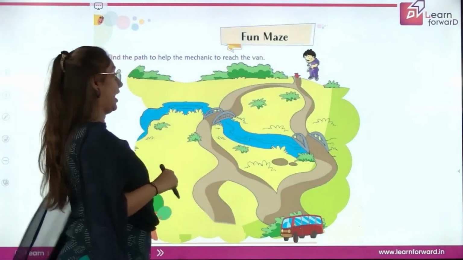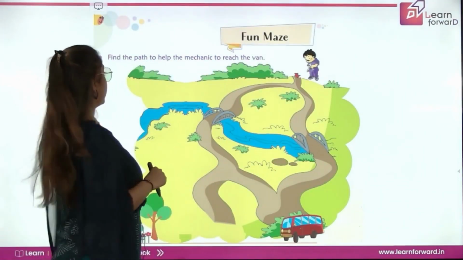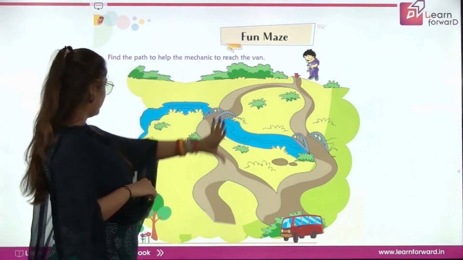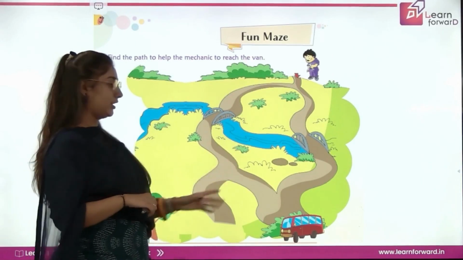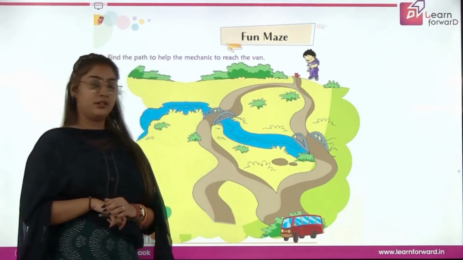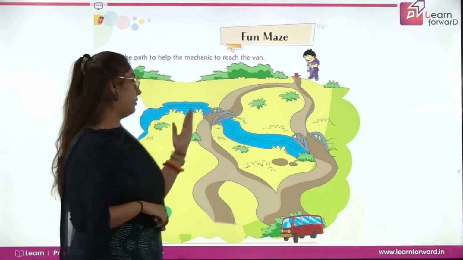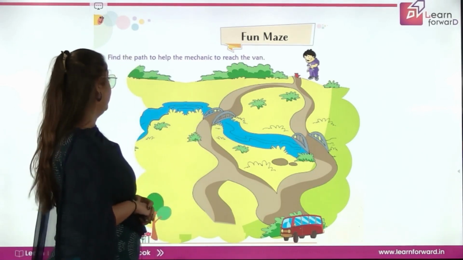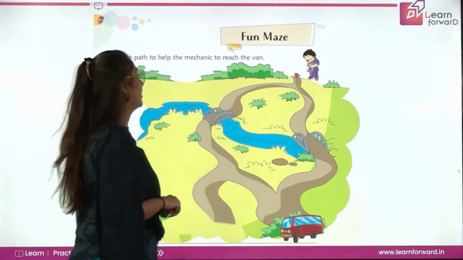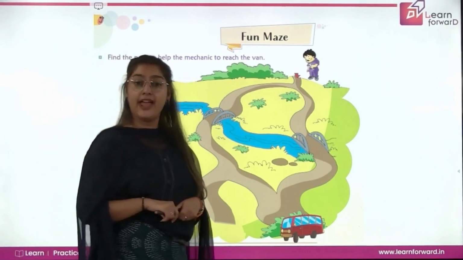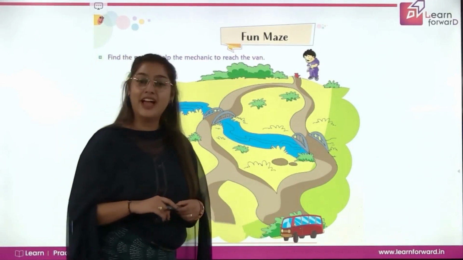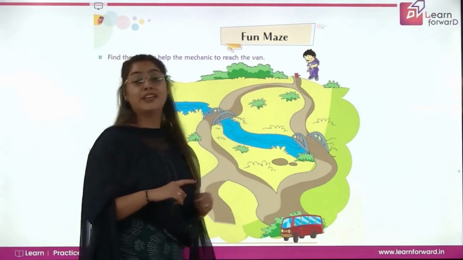Yes, then today we will discuss fun maze. What is this? This is road, water, the river. Find the path to help the mechanic to reach the van. Where is van? This is van and this is mechanic.